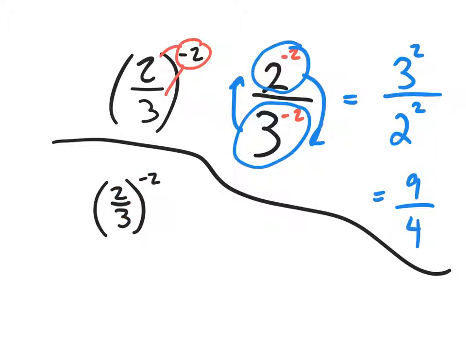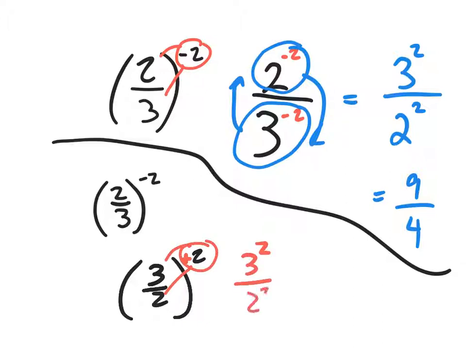So it's like a shortcut. It's like a trick. Check it out. I'm going to do that right here. I'm going to rewrite it. But instead of 2 over 3, I'm going to put 3 over 2. And instead of negative 2, it's going to be positive 2 now. So it's a little trick. So I really have 3 halves squared. And of course, I'm still going to distribute. Put it on there, 3 squared, 2 squared. Still gives you 9/4. See the shortcut?